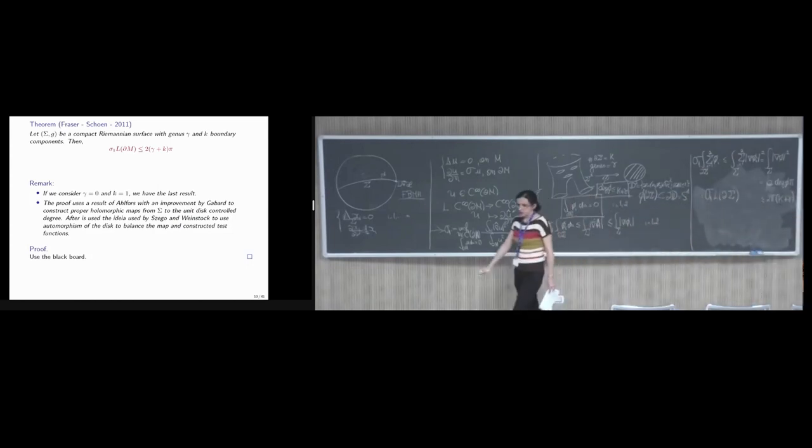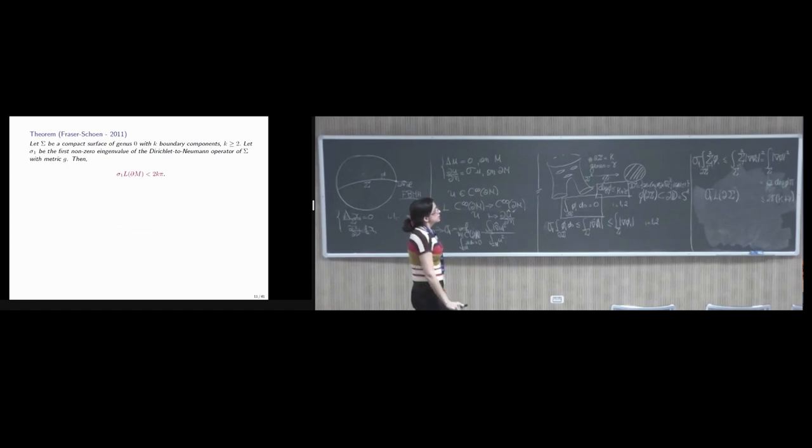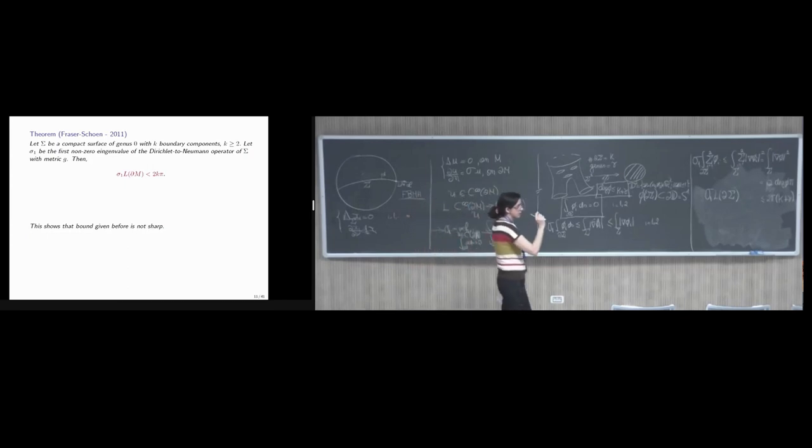Okay, let's move on. If there are any questions, please let me know. After the same work, Fraser and Schoen proved that if you have a compact surface sigma of genus zero with k boundary components, and k bigger or equal to two, what do they prove? They prove that the first nonzero eigenvalue of the Steklov problem satisfies this inequality. So what does it mean? It means that they show that the bound given before is not sharp, and after that they proved other results about that. But now I don't talk about these results here because I needed to talk about the other results, only the motivation about this problem, right?